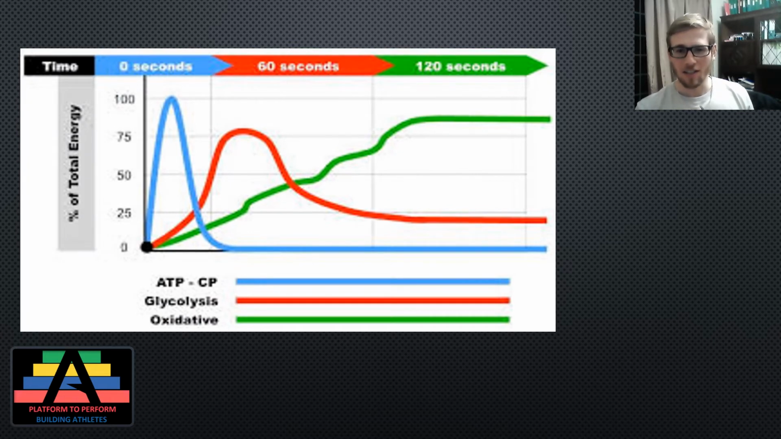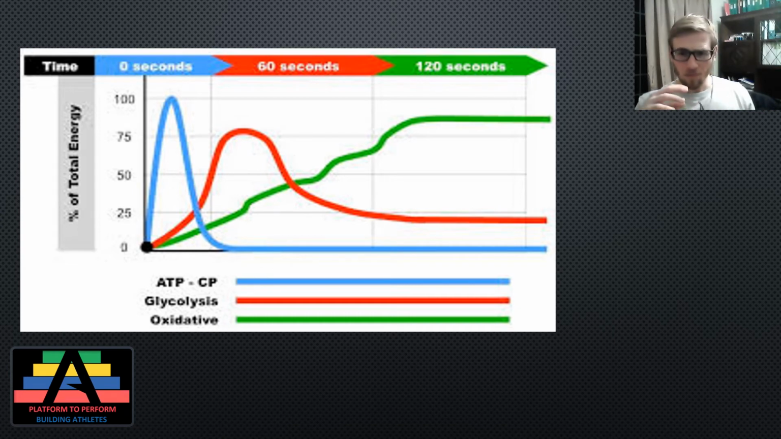Now we get onto energy systems. Now, in simplistic terms, as far as we're aware, we have three energy systems. Now, the important thing to note is these energy systems are not on or off. It's not a light switch. Although kids are taught this at PE theory level, it's probably just to oversimplify things.